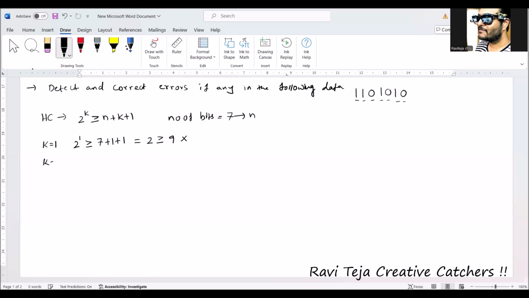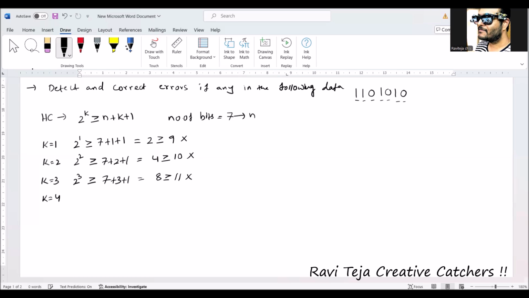Now k equal to 2. 2 power 2 greater than or equal to 7 plus 2 plus 1. So 4 greater than or equal to 10, which is a false condition. K equal to 3: 2 cube greater than or equal to 7 plus 3 plus 1, which is 8 greater than or equal to 11, which is again a false condition.